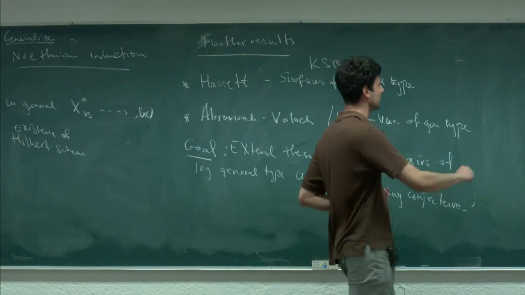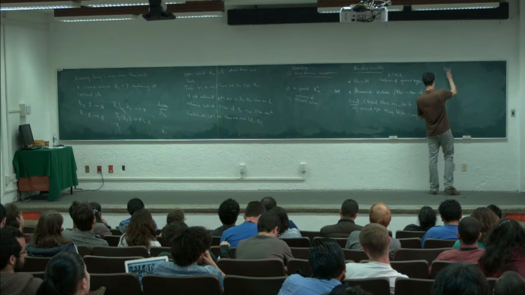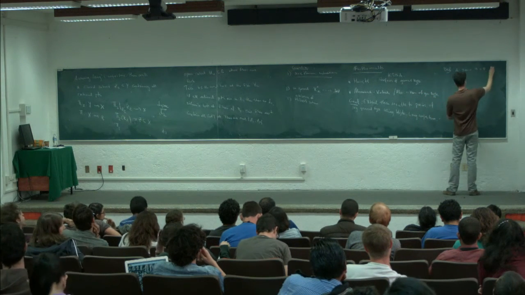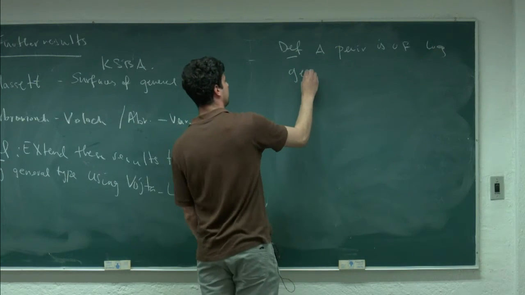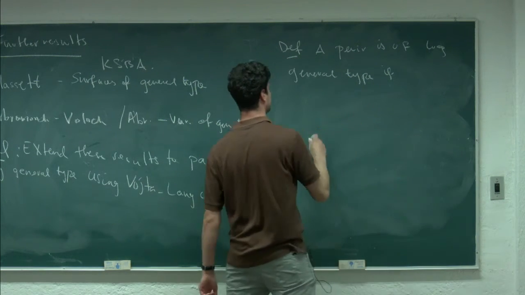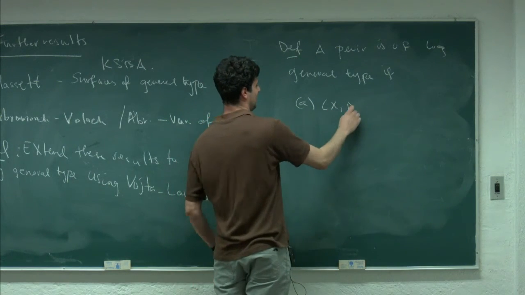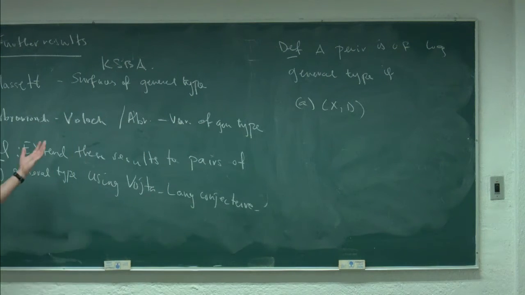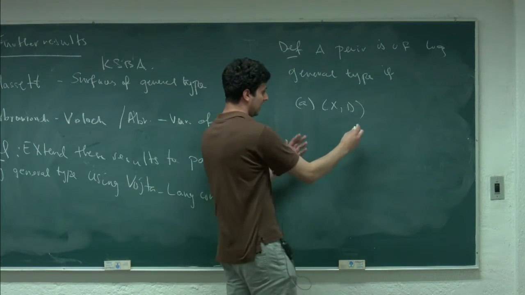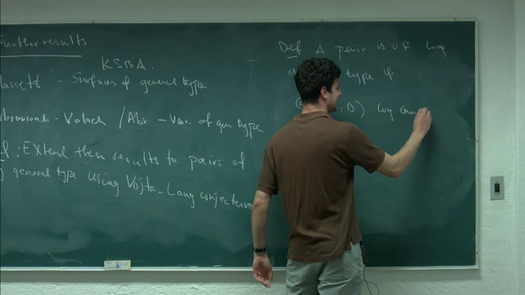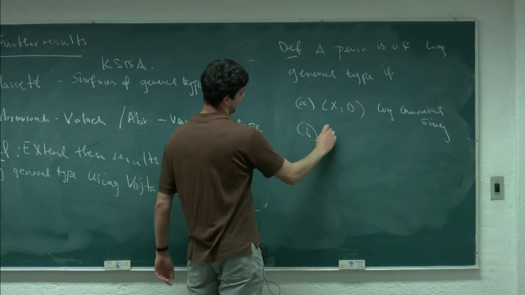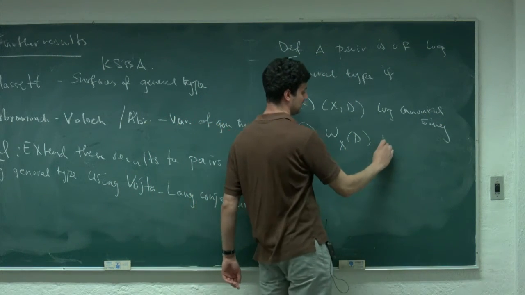Okay, so what's a pair of log general type? By a pair I mean I have a variety and a divisor. So X is a normal variety and D is some divisor inside X, and I want the pair to have log canonical singularities. Unfortunately, I have no time to explain what that means, and I want omega X twisted by D to be big.